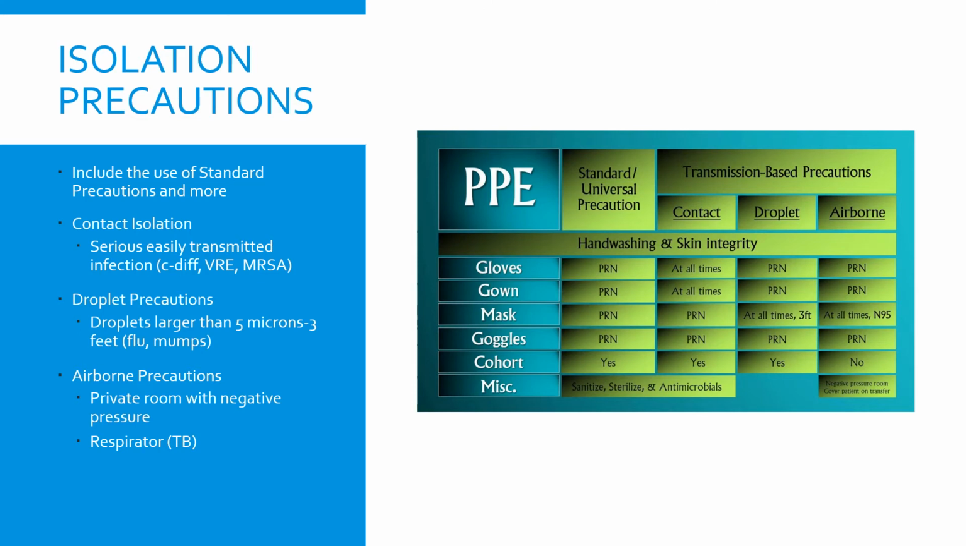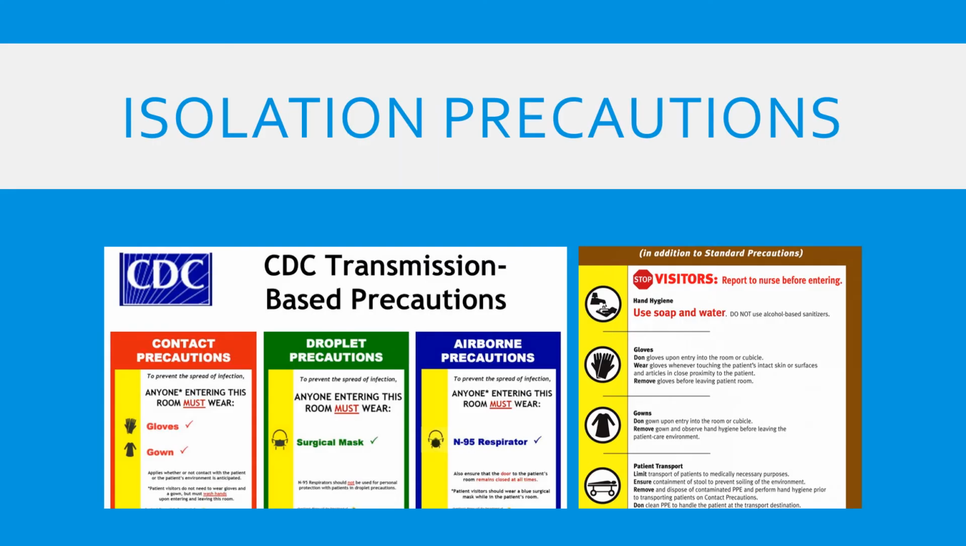And then lastly, airborne precautions. These are going to be for organisms such as tuberculosis that can spread throughout the air. We are going to use a respirator or an N95 mask, and that patient will be put into a private room with a negative pressure. On this slide, these are examples of the signs that must be put on the patient's door or right outside of the door so that anyone entering the room must wear whatever PPE is required.